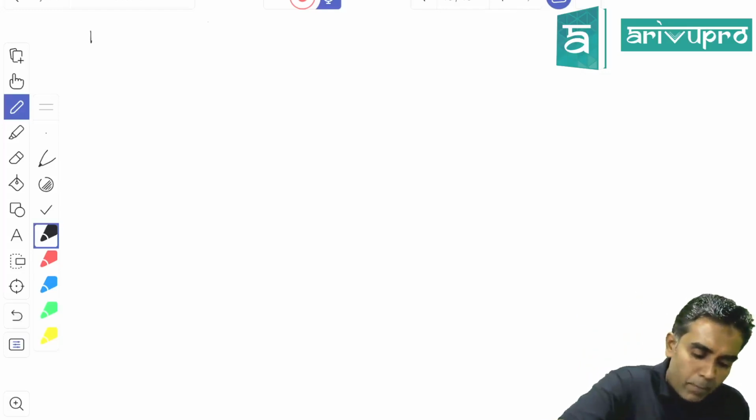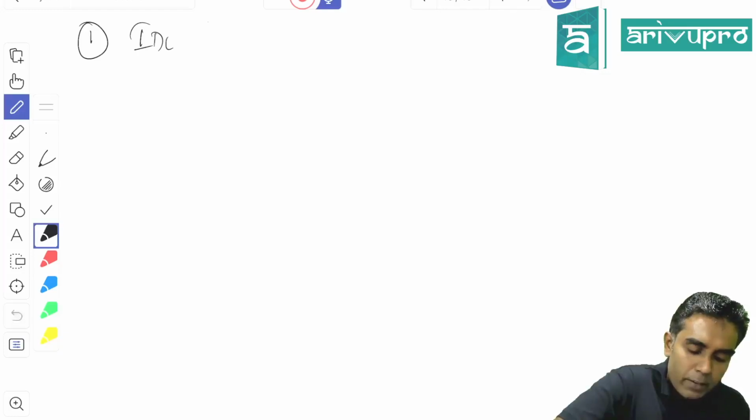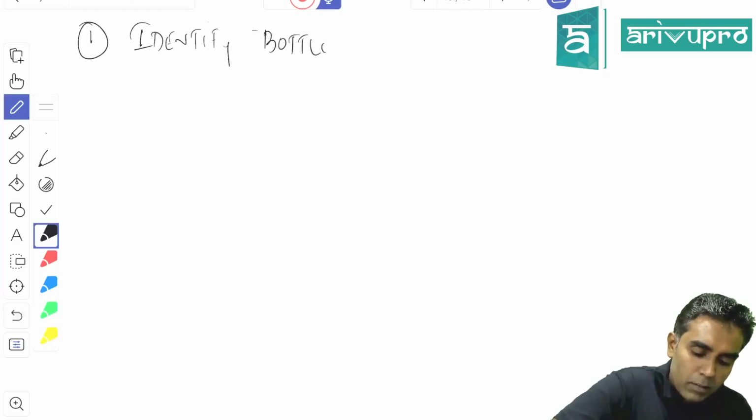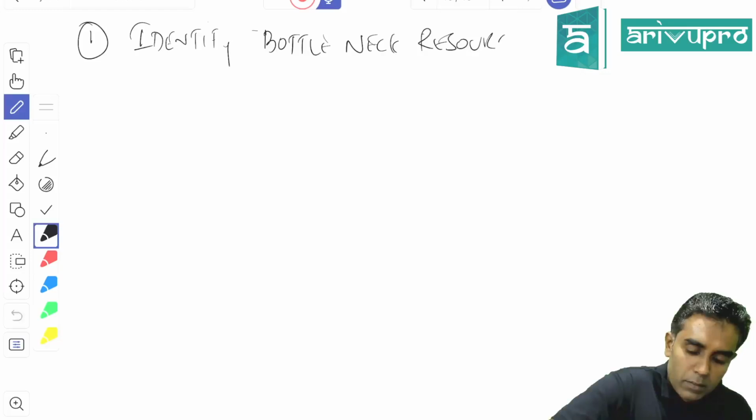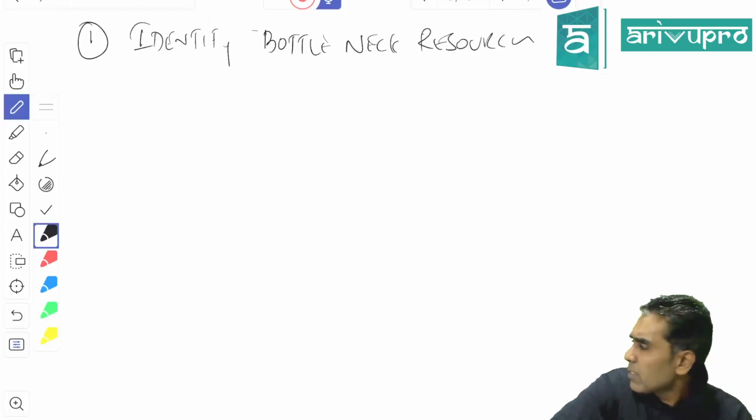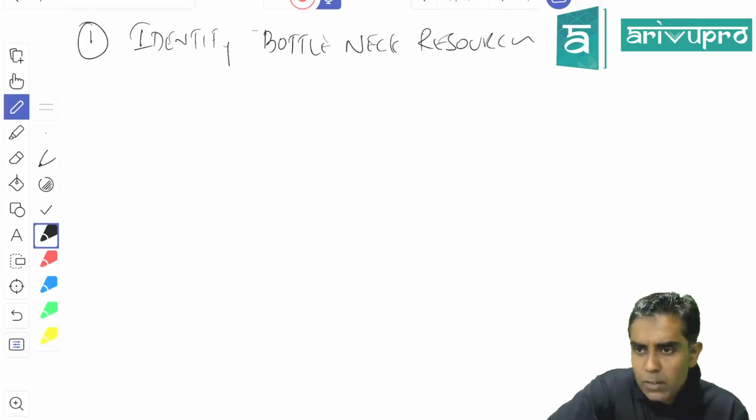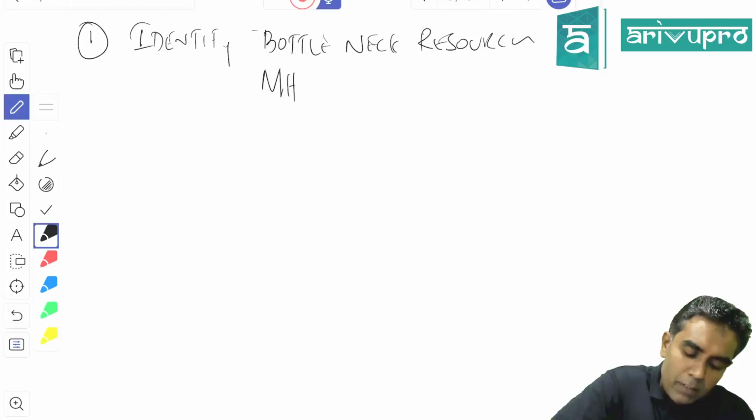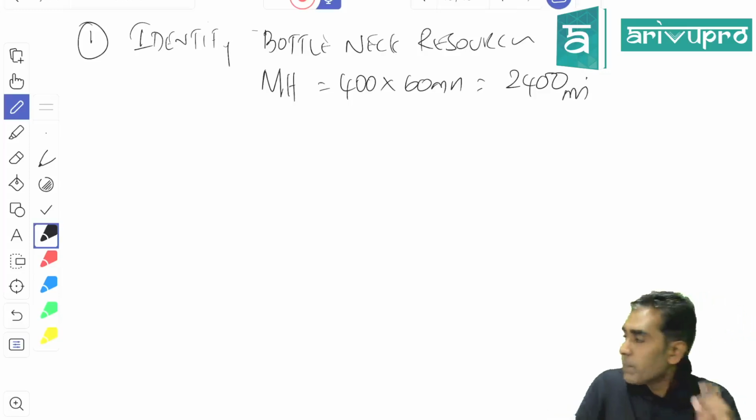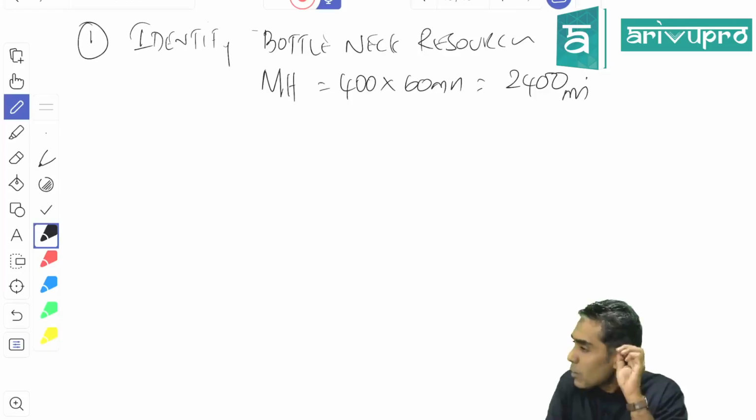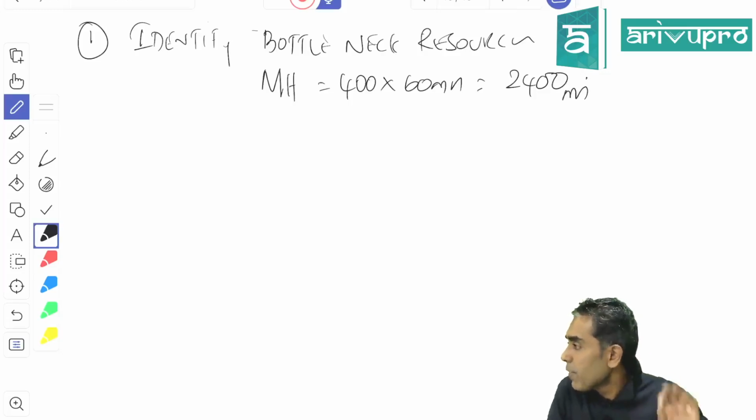Therefore, first step, identify the bottleneck resource. That is how much? 400 hours. That is machine hours. 400 hours times 60 minutes is 2400 minutes. But you don't need to write 2400 minutes and all, because the first step is to identify the bottleneck.